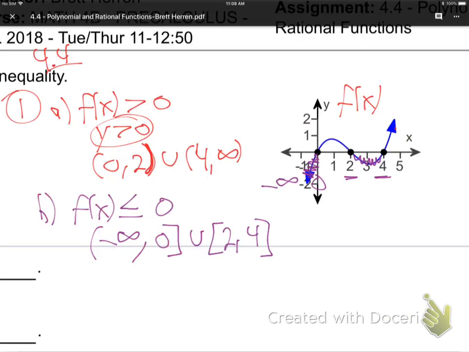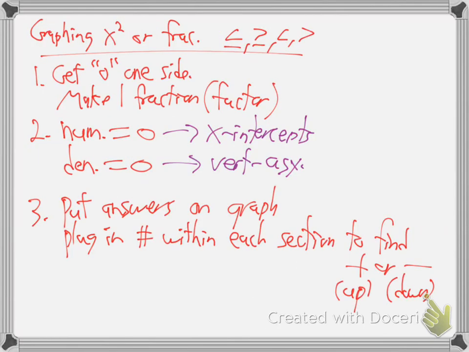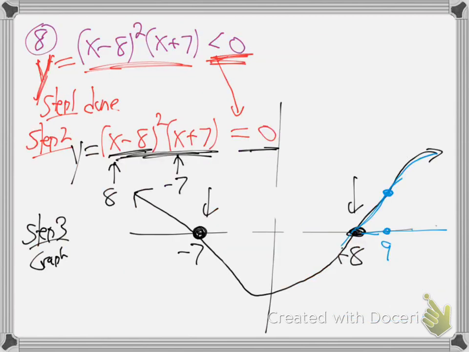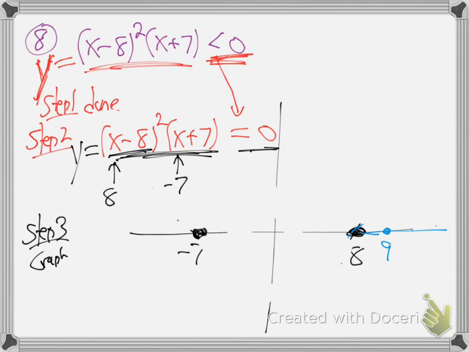So that's what I'm saying back here in step, wherever it is. Where did I write it? There it is. Step 3 is plug in a number within each section to find out if it's up or down, positive or negative. So that's what we're going to do. Because I don't really know if it's up here or where it is, let me get rid of this. This was just all guesswork. So all I know right now is it hits at -7 and it hits at +8.